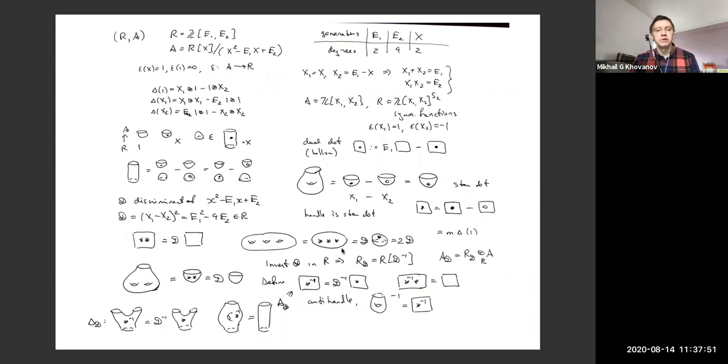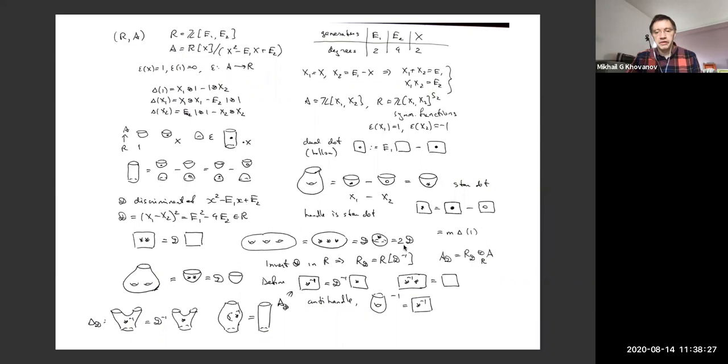And the square of the star actually belongs to the smaller ring R. It's not just in A, it's in R. So we can write two dots on a facet as just D times the facet. Or in other words, two handles on one boundary circle is just D times a cup. And if you want to go to three handles and you close up, there are three stars, two stars you can reduce to a D. You're left with a sphere with a star.